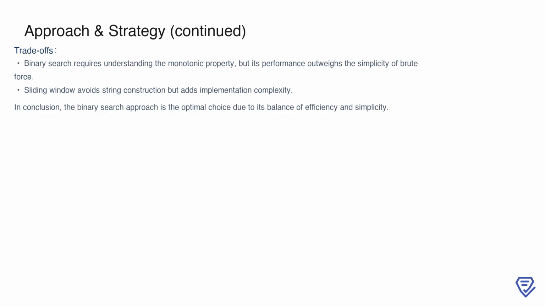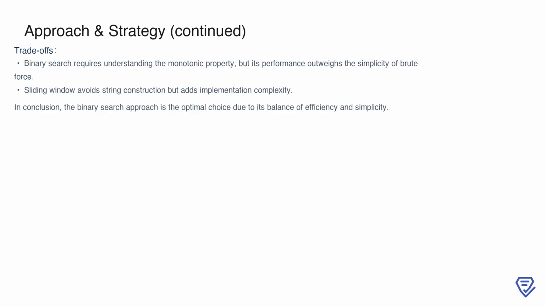With any algorithmic approach, trade-offs must be considered. While binary search requires an understanding of the monotonic property of substring repetition, its efficiency far outweighs the simplicity of brute force. The sliding window approach, on the other hand, avoids the need for string construction but introduces additional implementation complexity without offering significant performance gains over binary search. Ultimately, the binary search approach strikes the best balance between simplicity and efficiency.